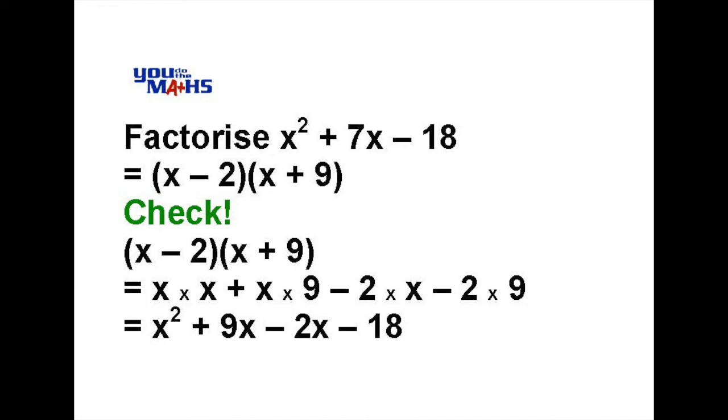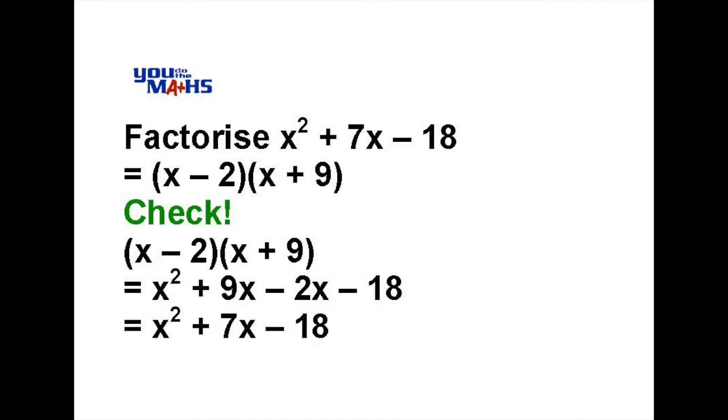X multiplied by 9 is 9x. Negative 2 multiplied by x will give us negative 2x, or take 2x. And 2 9s are 18, and there's a minus sign in front. Simplifying that, because we've got like terms involving x, 9x take 2x gives us 7x, and we're back to our original expression. So our answer of x take 2 and x plus 9 in the brackets is the correct answer for the factorised form of that quadratic trinomial.